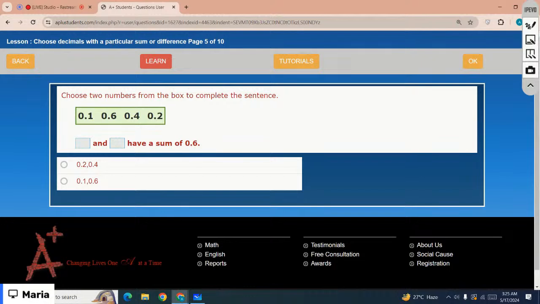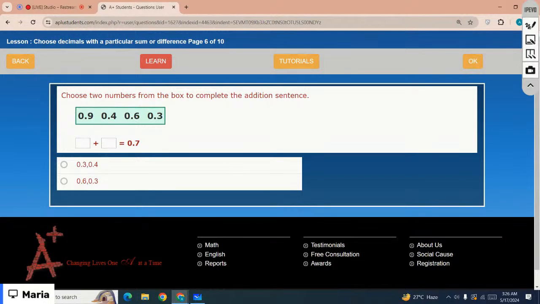Choose two numbers from the box to complete the sentence. So, which is the correct option? Dash and dash have a sum of 0.6. The correct option is option number one is the correct option, right? Yes, you can ask question.